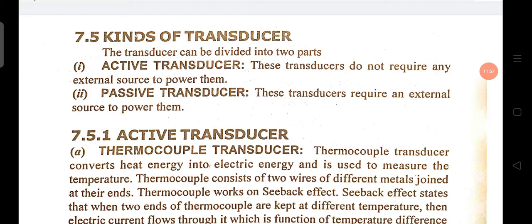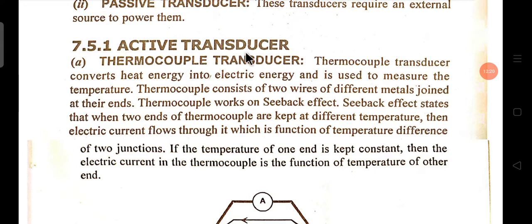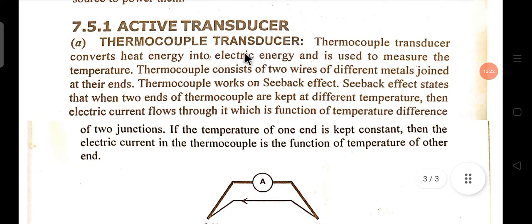Next one is the passive transducer. This transducer requires an external source to power it. So the passive transducer requires an external source to work as a transducer. Now the types of active transducer: one type of active transducer is the thermocouple transducer. The thermocouple transducer converts heat energy into electrical energy, and it is used to measure temperature.